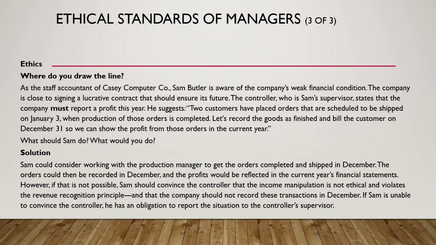However, if that's not possible, Sam should convince the controller that the income manipulation is not ethical and it violates the revenue recognition principle, and that the company should not record these transactions in December. If Sam is unable to convince the controller, he has an obligation to report the situation to the controller's supervisor. It's a good example.